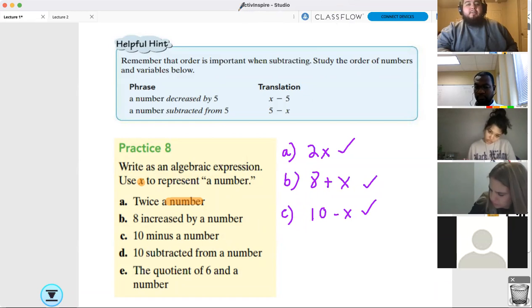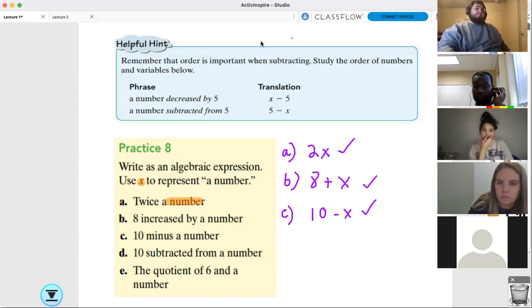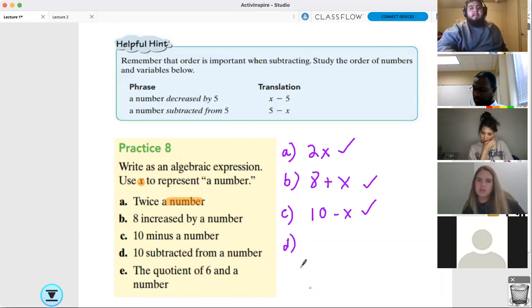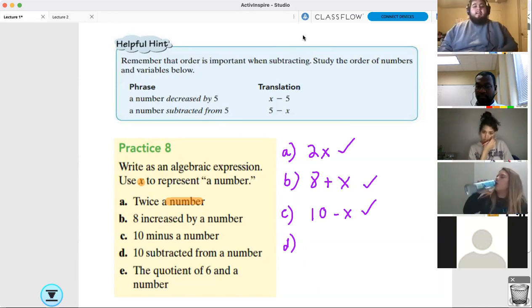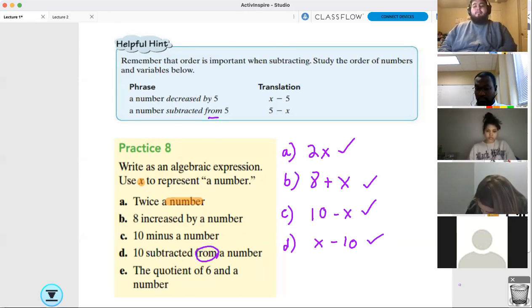Now, let's see how you guys do with D. What about D? 10 subtracted from a number. What are your thoughts on D? Is it exactly the same thing as C? So if you got x minus 10 for D, you are correct. The key word there is from, subtracted from.